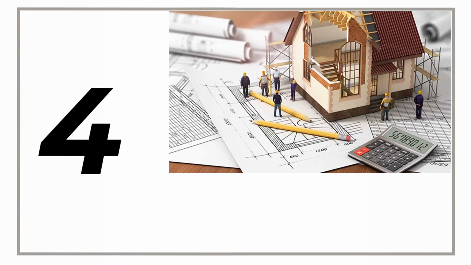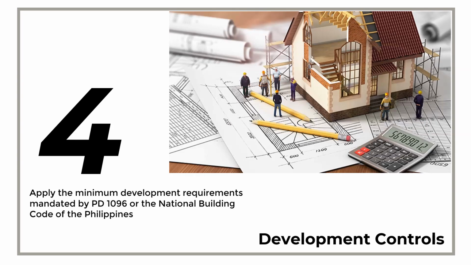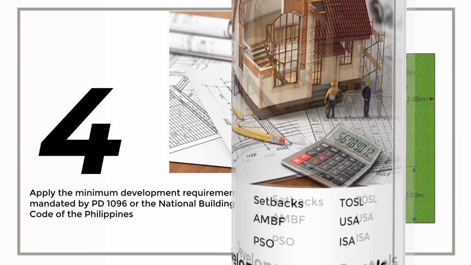Next is development controls. This one is more of the architectural side or the architect side of the planning process. Apply the minimum development requirements mandated by the PD 957 or the National Building Code of the Philippines. In here, you are computing for the setbacks, the AMBF, the PSO, TOSL, and the USA-ISA.